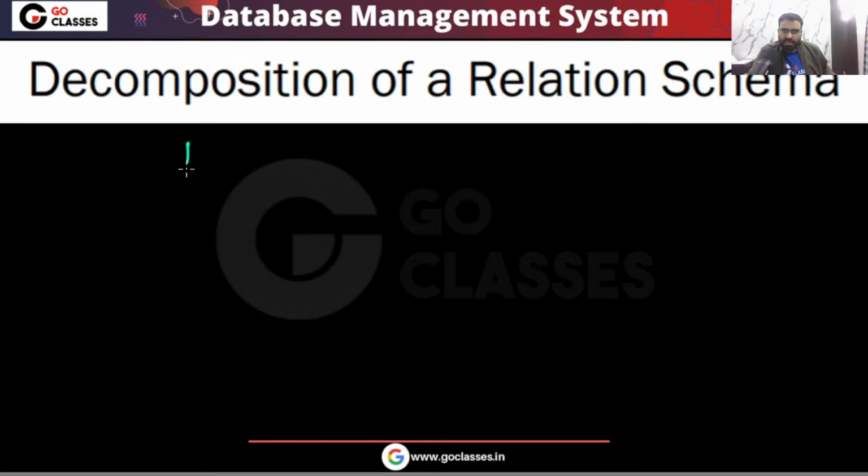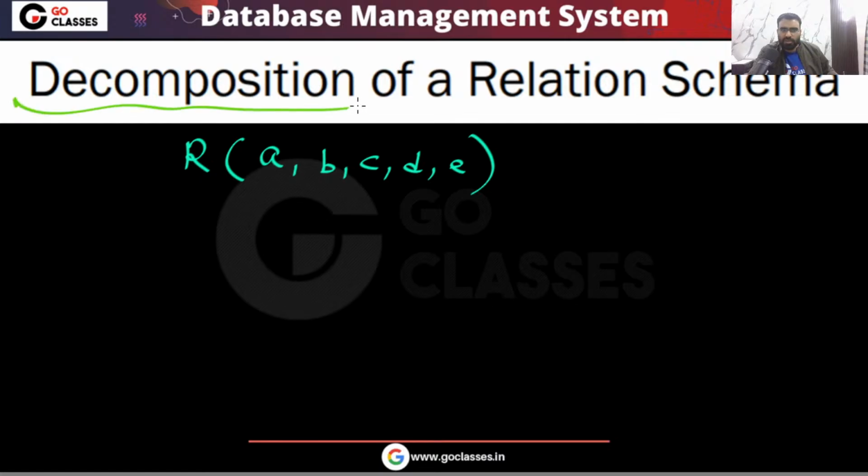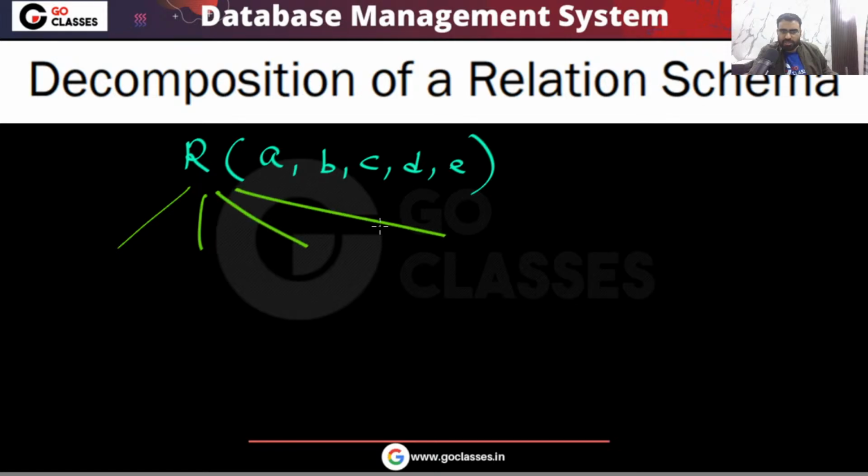You have a relation R. Let's assume this is the schema. Let's assume there are 5 attributes A, B, C, D, E. So this is the schema of relation R, and we want to decompose this relation. The name itself is telling you decomposition. So we will decompose this relation into sub-relations, or smaller relations.